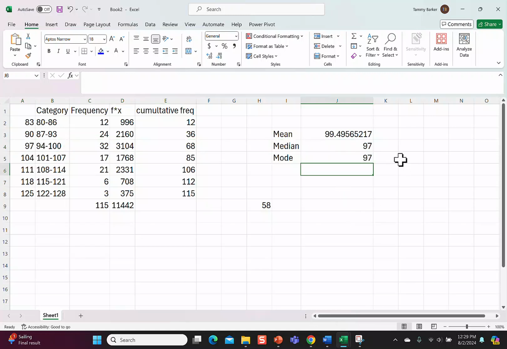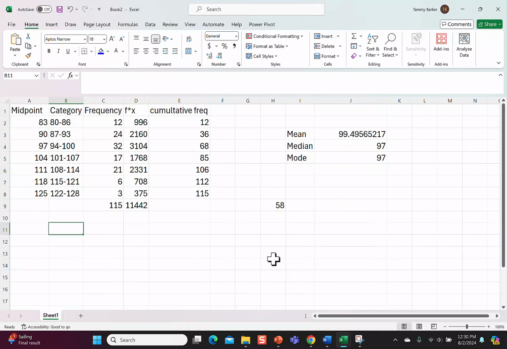So our measures of center are the mean is 99.49565217, the median is 97, the mode is 97. Remember, when you're looking for measures of center for group frequency, we need to use the midpoint to help us find our final solution.